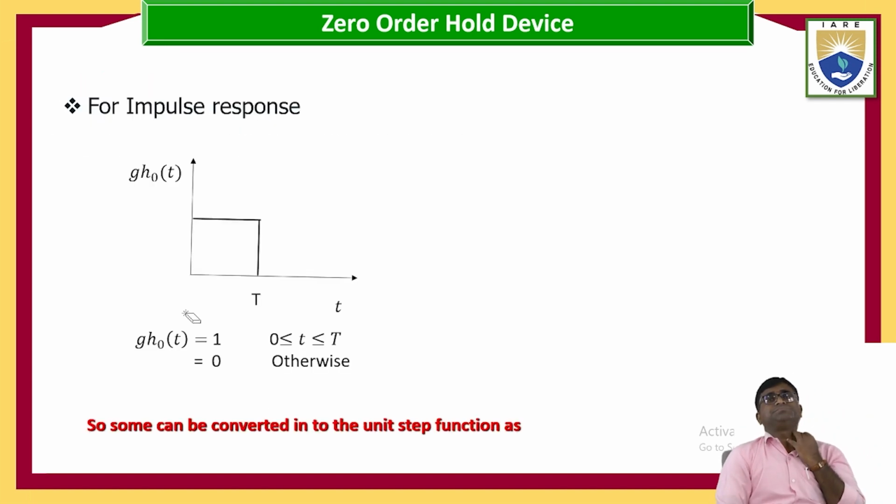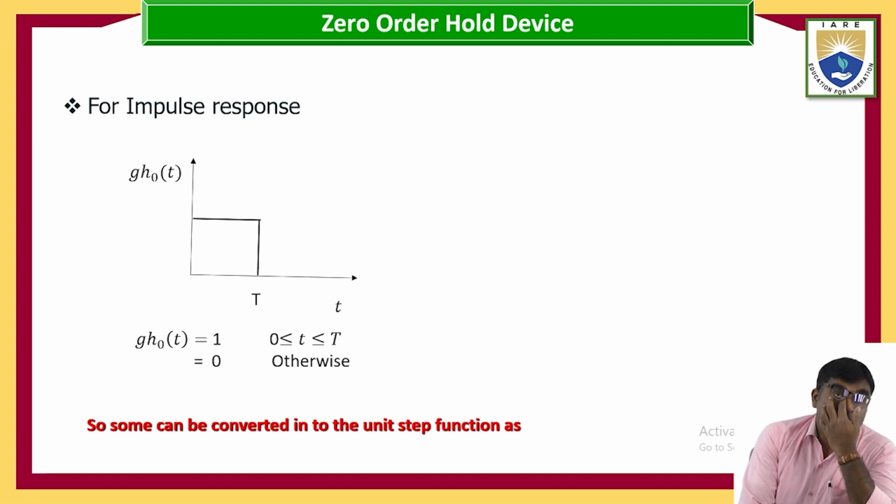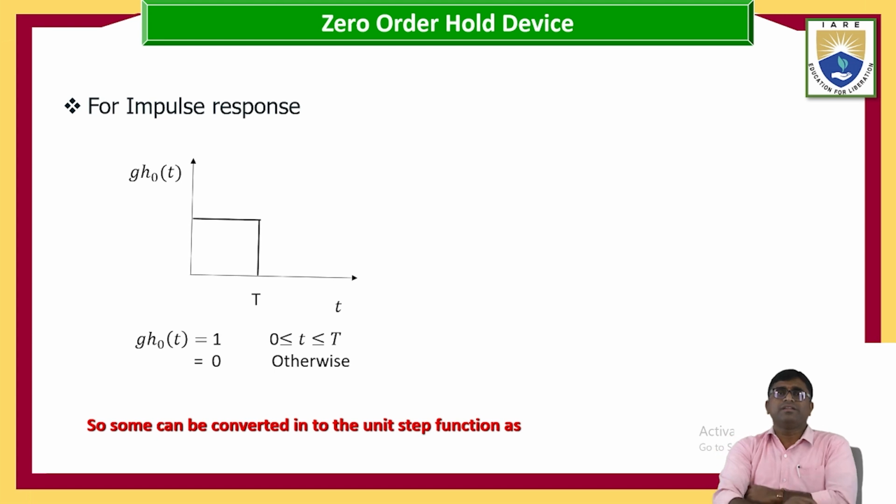Now, for this zero-order hold device, I am taking the input as an impulse function. For the impulse function, R equals 1. That is, the unit length of the impulse function is 1, from 0 to t it is 1. After that, it is going to be 0. That is, after this, the values are not going to be exceeded.